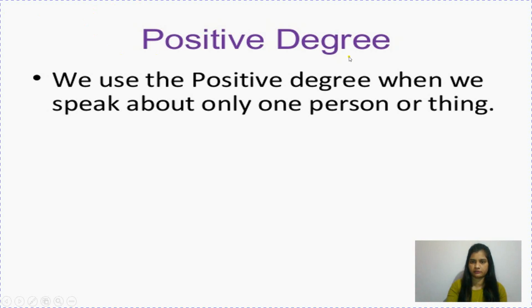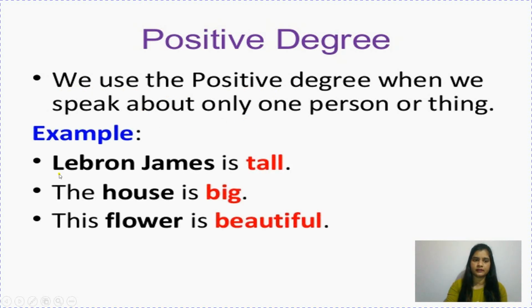First one is positive degree. We use the positive degree when we speak about only one person or a thing. Fine. Like LeBron James is tall. Here we are talking about only one person, children. So we will write here tall.